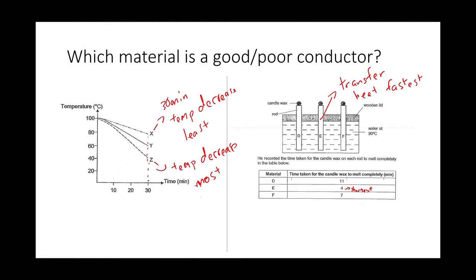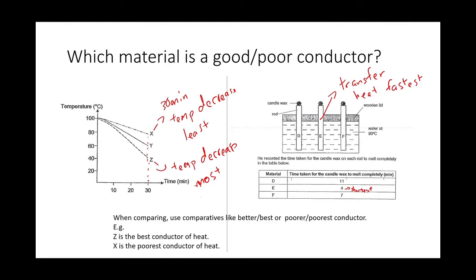Then the other thing you need to take note of is when you are comparing two materials, you use better or poorer. When you are comparing three or more, you use best or poorest. By right, during exam they will not fault you for your English. So why is it that you cannot write good and bad? The reason is very simple.